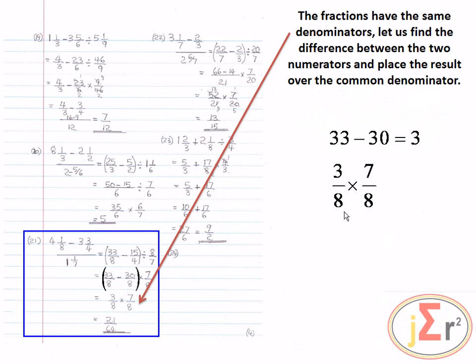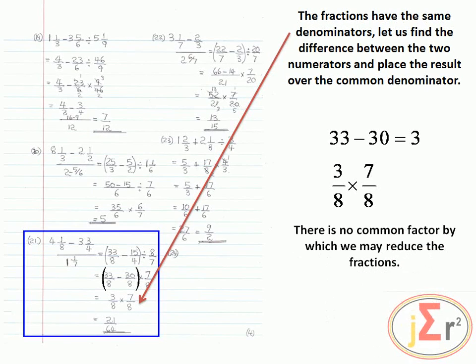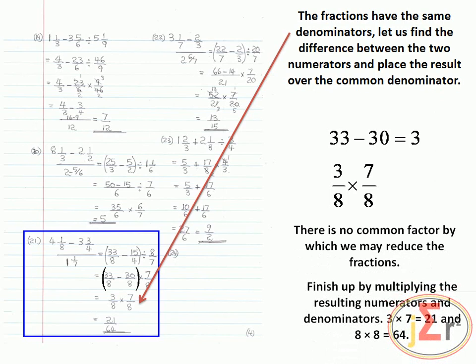And in finishing up, we will have reduced by a common factor, but we do not have any common factor there. So we go straight ahead. There is no common factor by which we may reduce the fractions. So we finish up by multiplying the resulting numerators and denominators. So 3 7s are 21, and 8 8s are 64. Nice.